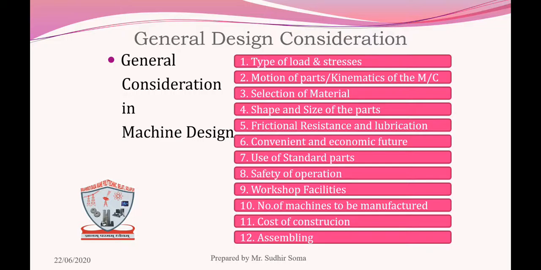Then you see the selection of material. The designer must have knowledge of the properties of material, such as flexibility, durability, electrical conductivity, strength. These are the mechanical properties of metals. Next, shape and size of the parts, frictional resistance and lubrication, convenient and economic features, use of standard parts.